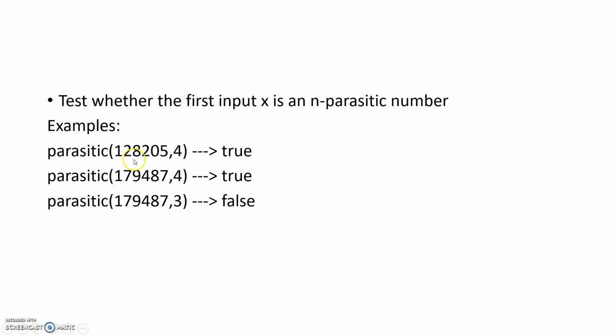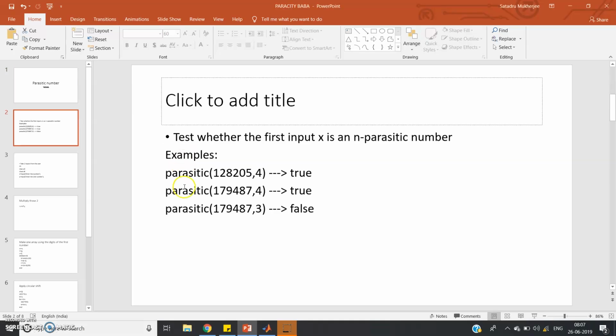So parasitic of 128205 comma 4: if you pass these two numbers through the function called parasitic, the output should be true. What is the reason that 128205 is a 4 parasitic number? Here x is an n parasitic number, and this number is a 4 parasitic number. Why is it so? Let us try to understand.